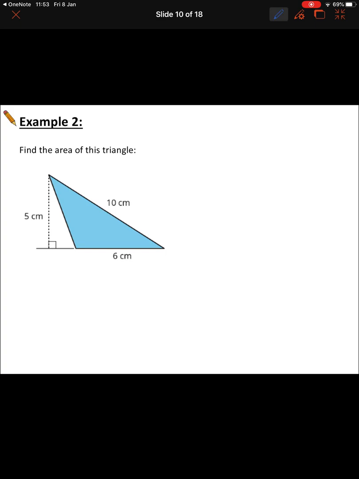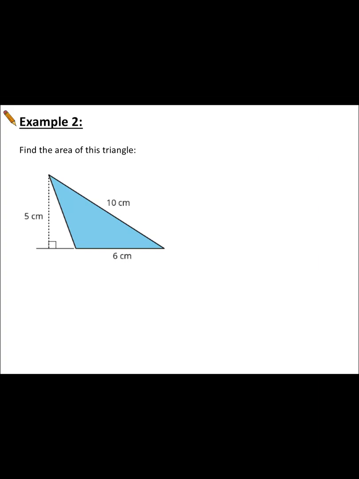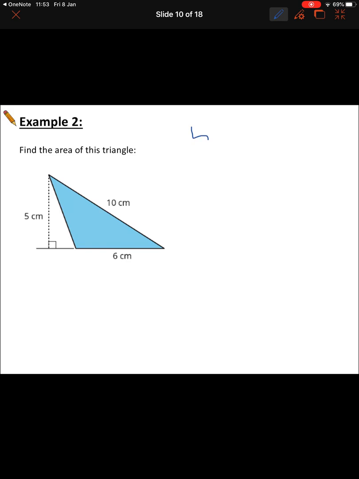Right, let's have a go at another question. Now, sometimes it's not obvious where the right angle is, okay? It's not always shown. The height is not always shown in the triangle, all right? Now, what you'll recognise is this, okay? Now, your base is always going to be along the bottom, going along like this. That is 6 centimetres.